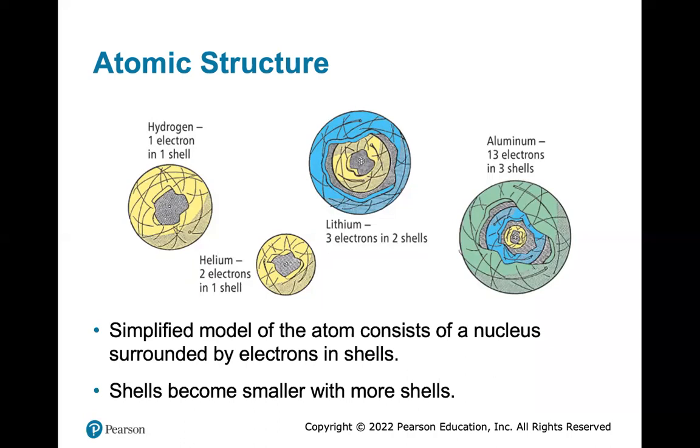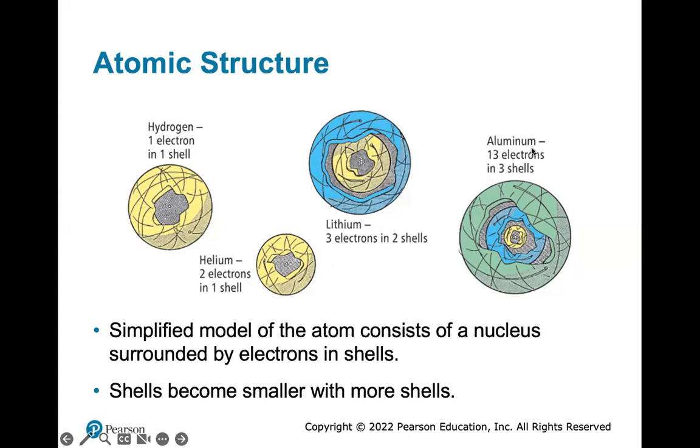Okay, let's look at here's a simplified model. The simplified model of the atom consists of a nucleus surrounded by electrons in shells. Now the shells become smaller with more shells. As you start, you can see here you have a hydrogen. It's got 1 shell. When you have 2 electrons in the shell, it gets smaller. And then you have lithium. There's the nucleus. There's the shell with 2 electrons. And then you have this other shell.